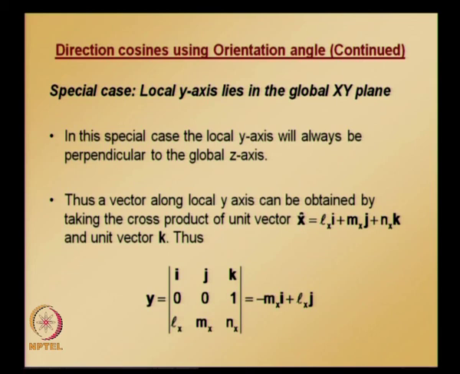So, with this, what we are basically doing is, we got the unit vector along the local x axis, and we are dealing with a special case in which the local y axis is in the same plane as the global xy plane, and also we know that the local y axis is going to be perpendicular to the global z axis, and a unit vector along the global z axis is given by this k. So, if we take a cross product of the unit vector along the global z axis and the unit vector along the x axis which we just obtained, we get a vector along, it is not going to be a unit vector, we are going to get a vector along the local y axis.